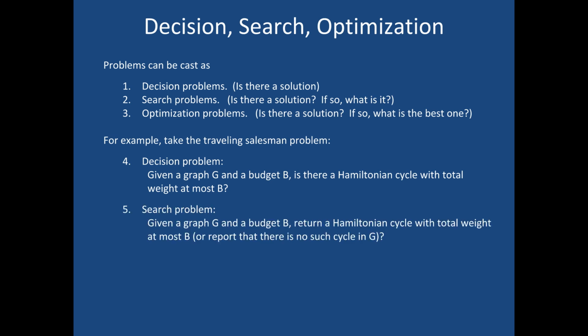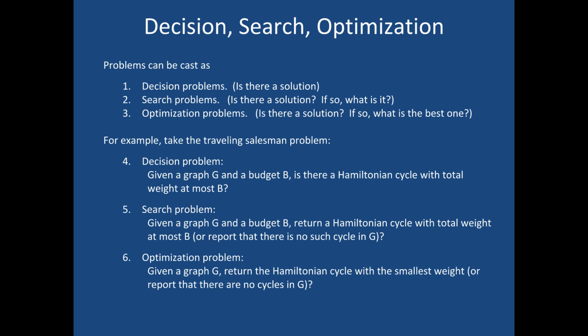Then the search version of that is, given a graph G and a budget B, return a Hamiltonian cycle with total weight at most B, or report that there is no such cycle. And then finally, the optimization variant of that is, given a graph G, return the Hamiltonian cycle with the smallest weight, or report that there are no cycles. All right, so those are three variants of the same problem: decision, search, optimization.